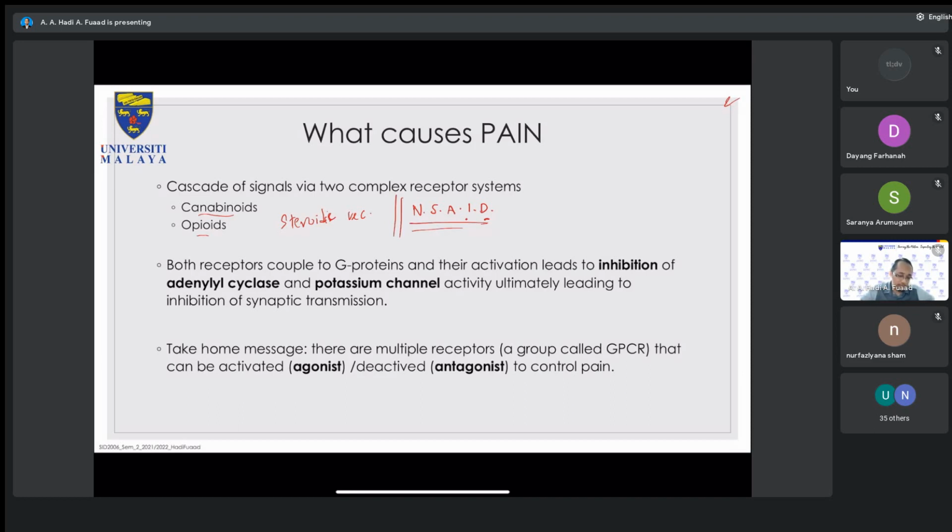Both receptors are coupled to G protein, and their activation leads to inhibition of adenylyl cyclase and potassium channel activity, ultimately leading to inhibition of synaptic transmission. So you block that, there's no signal, so there's no pain. No signal, no pain. Take home message: there are multiple receptors. Again, I probably just forgot to erase the previous slide. This one should be the summary for the previous ones.